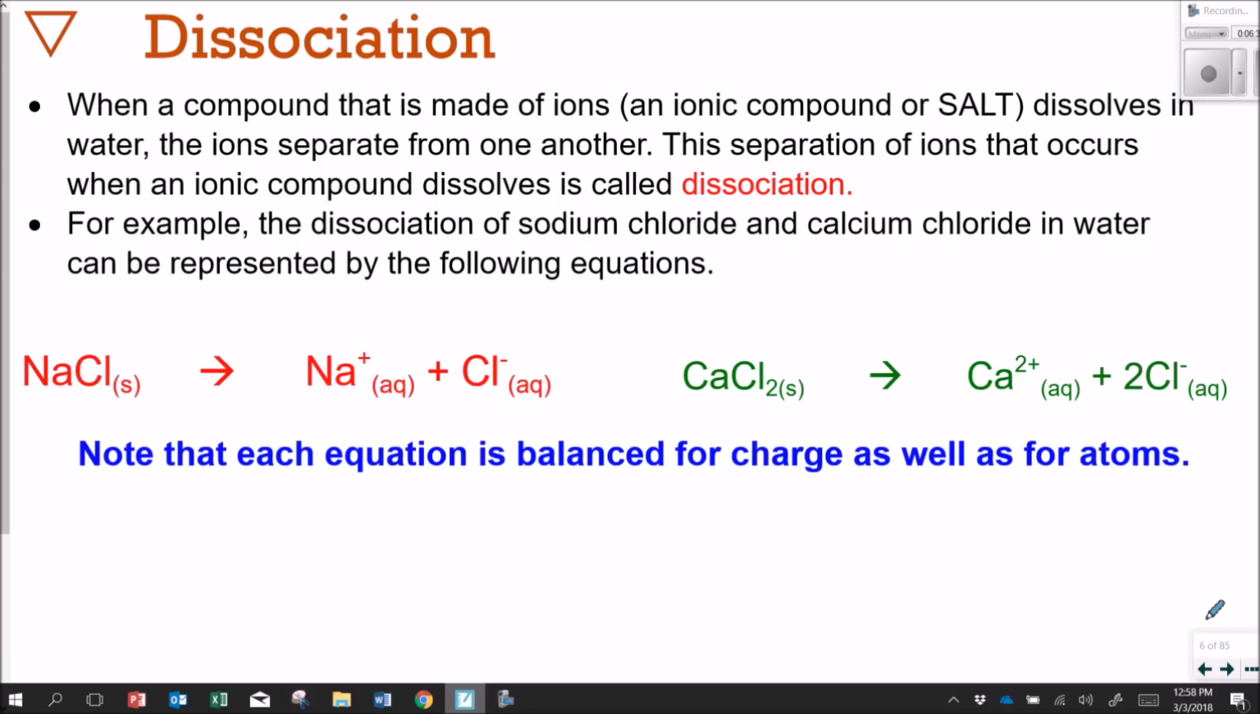When a compound made of ions dissolves in water, the ions separate from one another, and this separation is called dissociation. For example, we have the dissociation of sodium chloride and calcium chloride in water, and there are the equations. Note that the equation is balanced for charge as well as for the number of atoms.